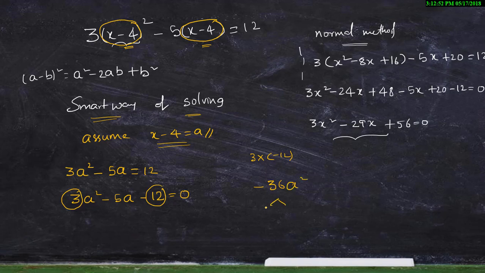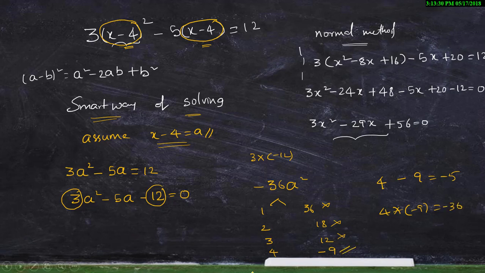Now we have to write factors of 36. So it is 1 and 36, 2 and 18, 3 and 12, and 4 and 9. I think 1 and 36 is not going to work out because you have to get a sum or difference of minus 5. Anyway, you will not get minus 5 here, here, or here. But see here, 4 minus 9 is minus 5, and 4 into minus 9 is minus 36.